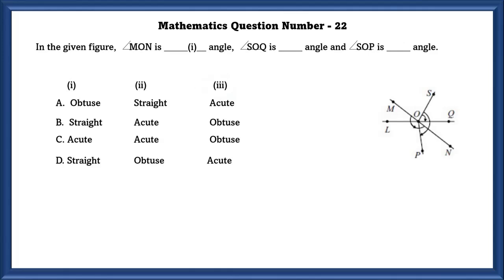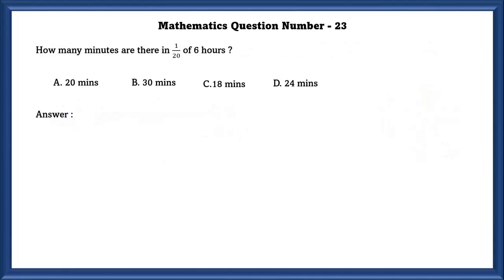Mathematics question number 22. In the given figure, angle MON is dash, then the second one, SOQ is dash angle, and SOP is dash angle. So MON is a straight angle, and SOQ is an acute angle, and SOP is an obtuse angle.